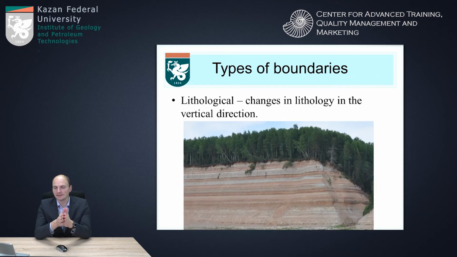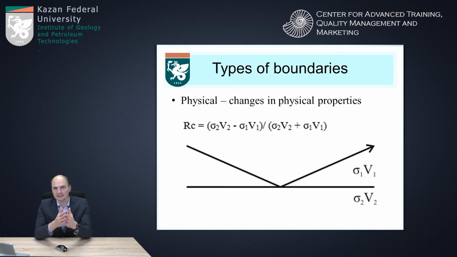The next type is lithological boundaries. It's simply a change in lithological properties, like sandstone to shale, shale to limestone, limestone to dolomite, and so on. And the last type of boundaries is physical boundaries. That's the change in physical properties. In the case of seismic, the physical property usually corresponds to acoustic impedance. Acoustic impedance is the multiplication of the density and velocity of the layer.